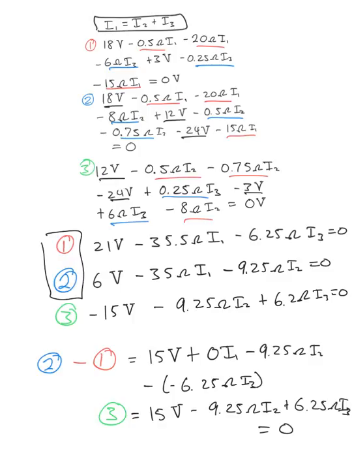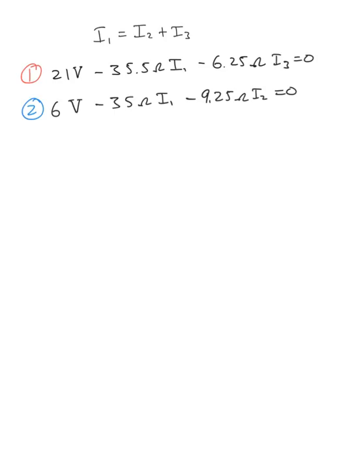So what we're going to do is take our 2 simplified loop equations 1 and 2, and combine them with our current equation, I1 equals I2 plus I3, and we're going to try to solve those 3 equations together to find values for I1, I2, and I3. In order to solve these equations, I'm going to take my current equation and plug in I1 equals I2 plus I3 in both of these equations.